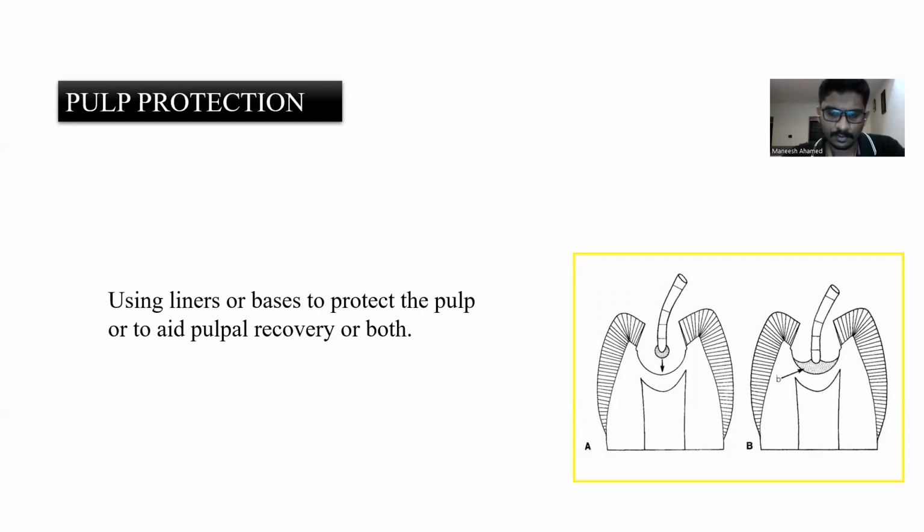It is the same with different types of material; depending upon the nature and properties of the material, it can irritate the pulp. So in every case we should try to protect the pulp by giving proper liners or bases on the floor of the cavity. So using liners or bases to protect the pulp or aid pulpal recovery or both. If the pulp is exposed, we need to place a certain medicament which helps in the repair of the pulp. So that also comes under the objective of pulp protection.